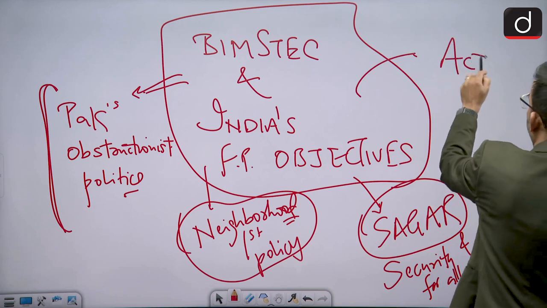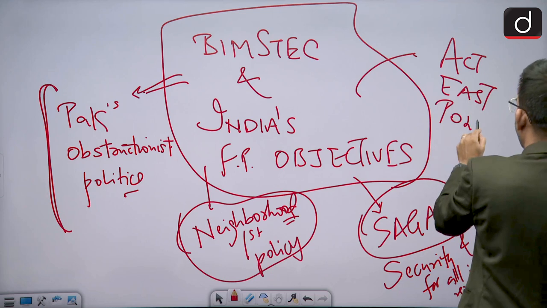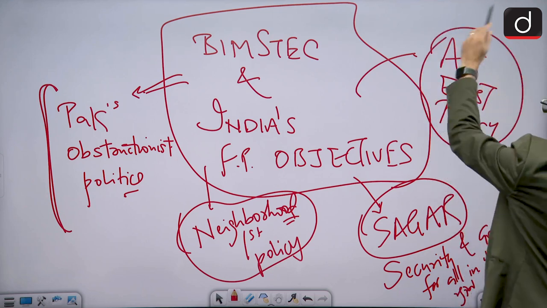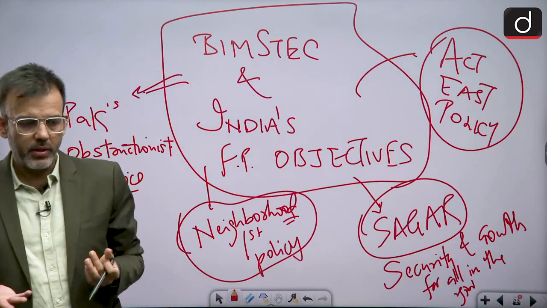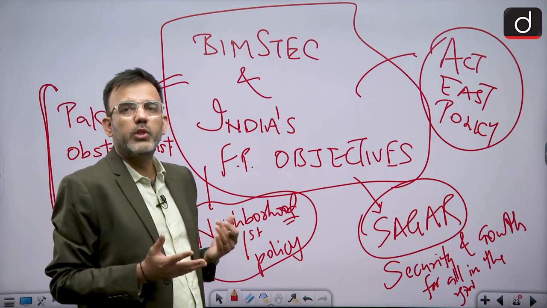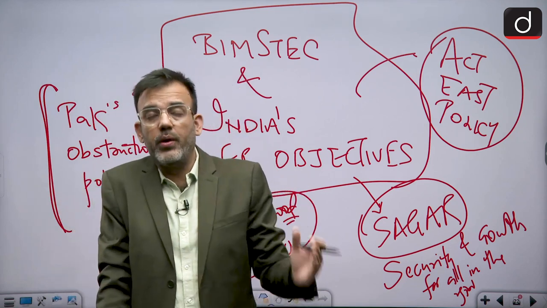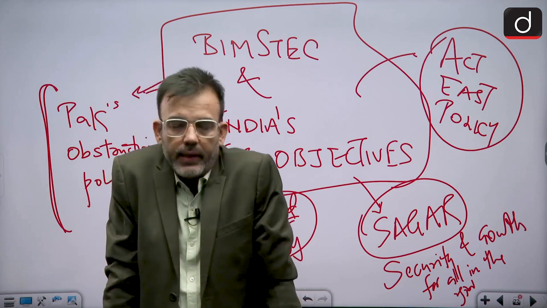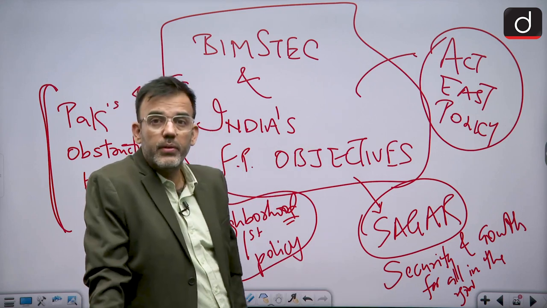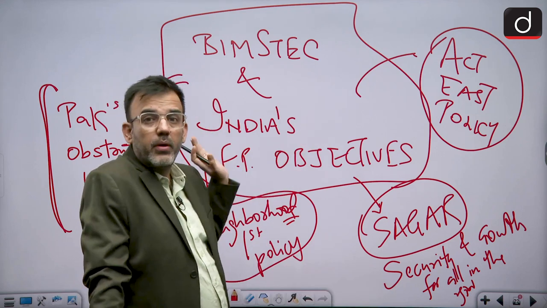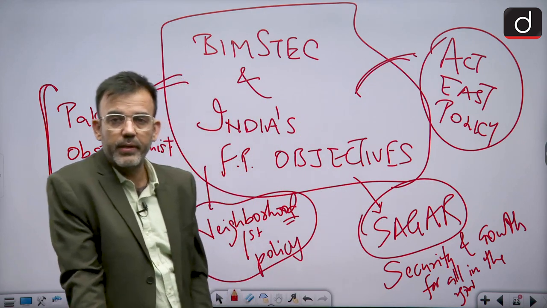Lastly, but obviously the most important aspect, India's Act East policy, whose main ambition is to develop our Northeast region, which, because of the geopolitical limitation of the Chicken's Neck, is lagging in overall development with respect to the rest of India. So, our Act East policy also gets a fillip because of BIMSTEC. That's also one important foreign policy objective which we have achieved.